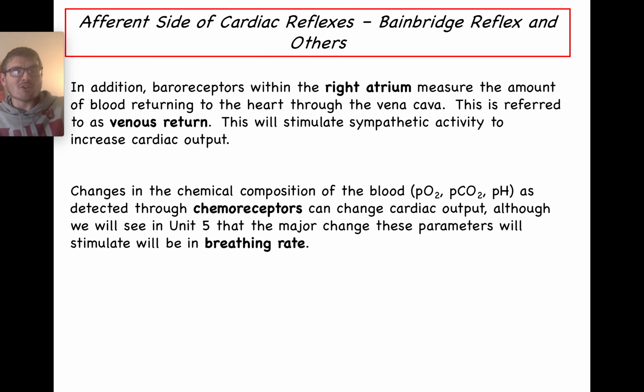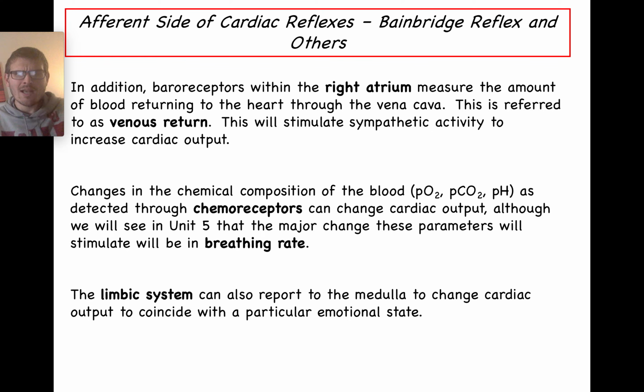I also mentioned that in addition to pressure changes, we can also regulate our cardiac output in times in which the chemical composition of the blood changes, whether there's not enough oxygen or too much carbon dioxide, etc. We can change our cardiac output and a number of other things, including our breathing rate. We will mostly talk about chemical composition affecting cardiovascular function when we start talking about respiration in Unit 5, so we won't worry about that for right now. The limbic system can also provide afferent information to the medulla to change cardiac output to coincide with a particular emotional state.